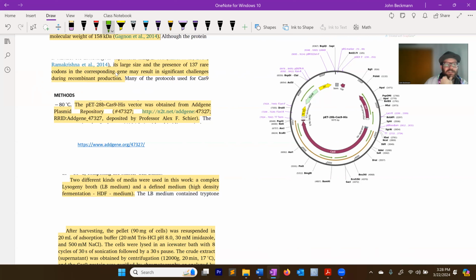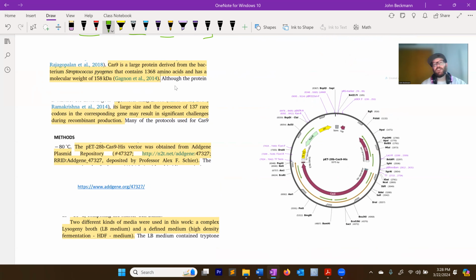It's large in size. It has rare codons. So one criticism of this paper is that most people nowadays are working with codon optimized Cas9. This is kind of an odd paper in that it's trying to figure out recombinant protein expression of a non-codon optimized sequence. If it were me, I would not waste my time doing that. I would immediately codon optimize and then optimize strains and media based on expression of the codon optimized sequence. They did not codon optimize. So this is kind of a unique paper in that they're working with a sequence that's not codon optimized.